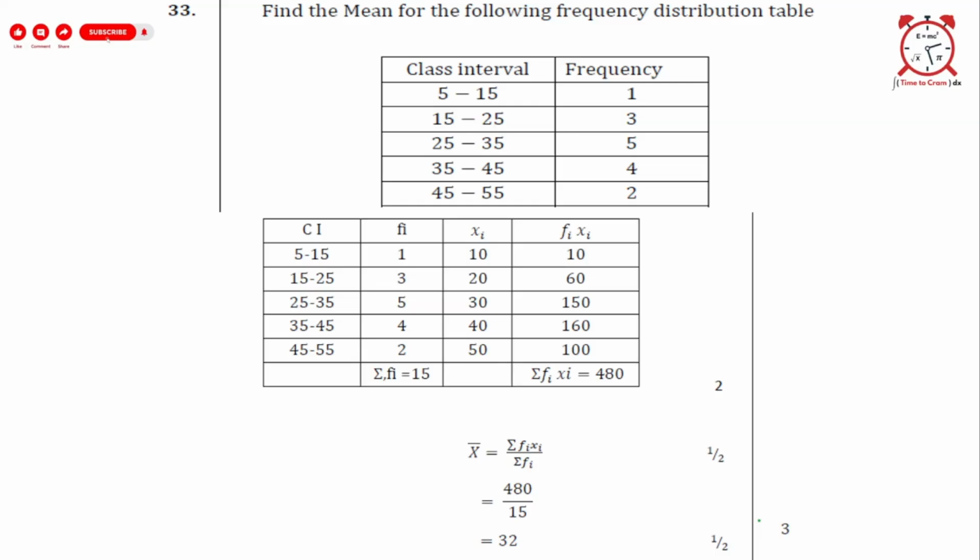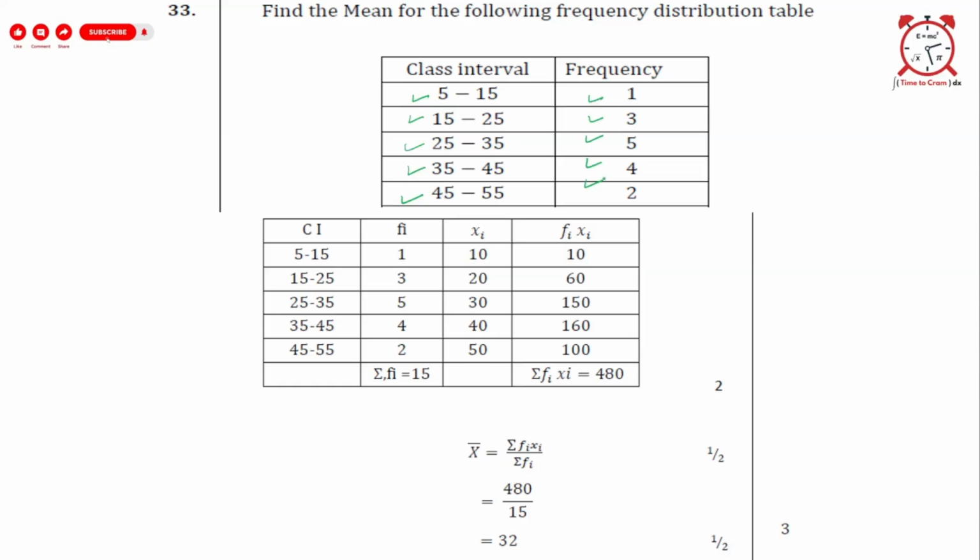Okay, very nice sum from the measures of central tendency. Find the mean of the following frequency distribution table. They asked to find the mean. They did not ask to use any method here, so we can use any suitable method for this sum. Okay, so class intervals are given and the frequencies are given here.